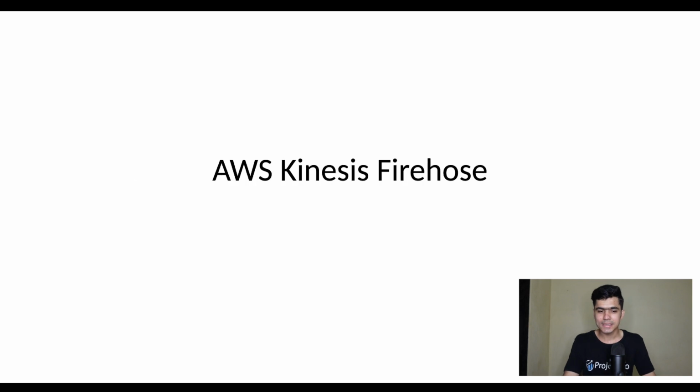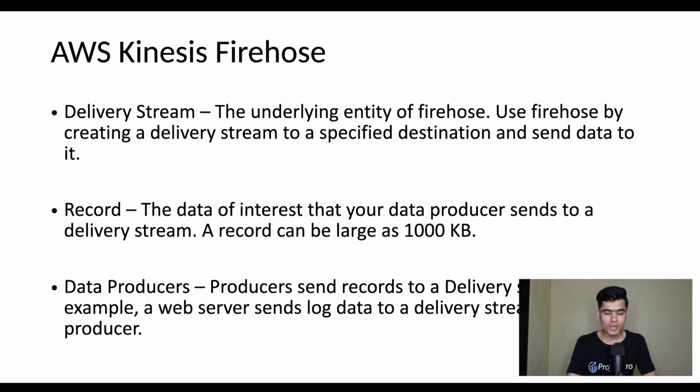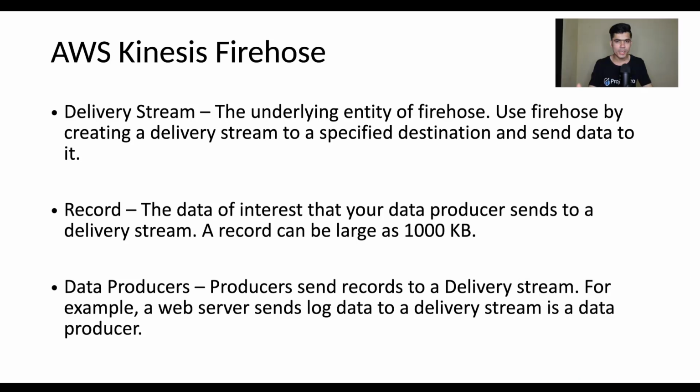Fourth service on the list is AWS Kinesis Firehose. Now Kinesis Firehose has multiple things. One is the delivery stream, the underlying entity of the Firehose. Use Firehose by creating a delivery stream to specify a destination and send data to it. So the main use case of Kinesis Firehose is to accept data from a Kinesis stream or any other sources and transform that data, if you want to do a little bit of transformation in between, and store that real-time data onto an S3 bucket.